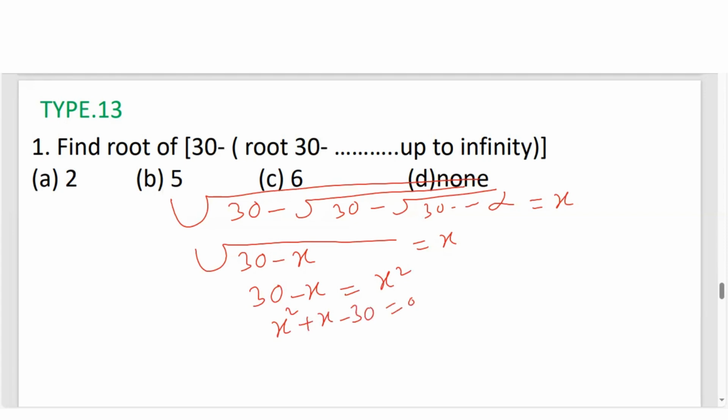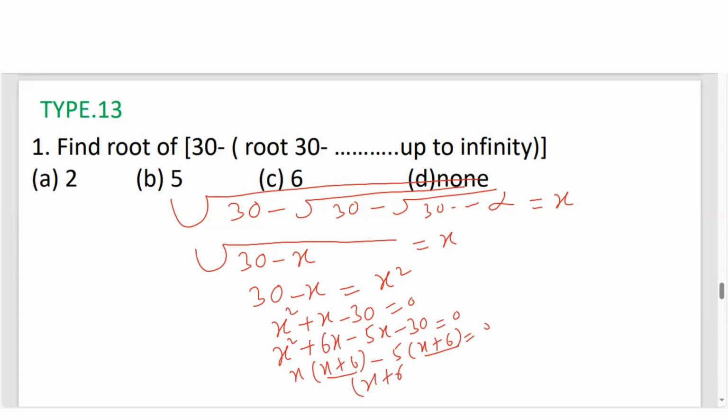Again, we can split this number. So here minus 30 and we have to take plus. So what can we do? 5 into 6 is 30. So 5, 6. We have to take positive, so the greater number should be positive and the smaller number should be negative. So what will we write? x square plus 6x minus 5x minus 30 equal to 0. So we can write x into x plus 6, and then here minus 5 again, common x plus 6 equal to 0. x plus 6 is in common.